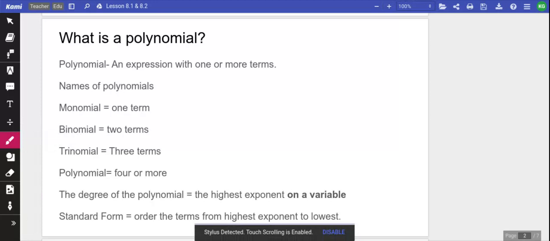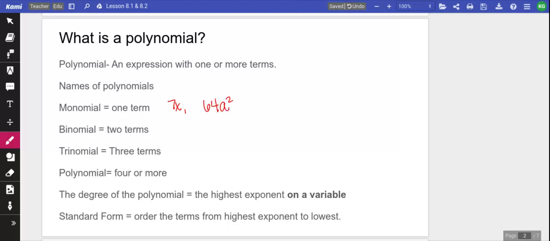So if we have a one-term expression, that's called a monomial. A one-term expression could be something like 7x. Another one could be something like 64a to the second, or 7abcd to the third. As long as there are no addition or subtraction signs, it's only one term.